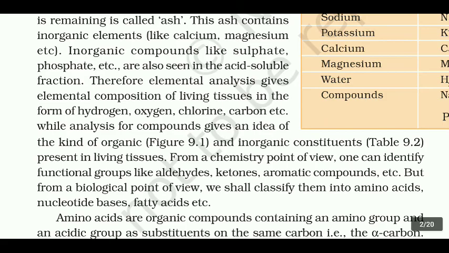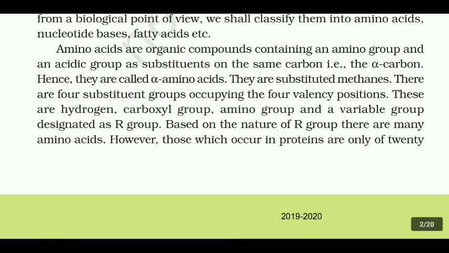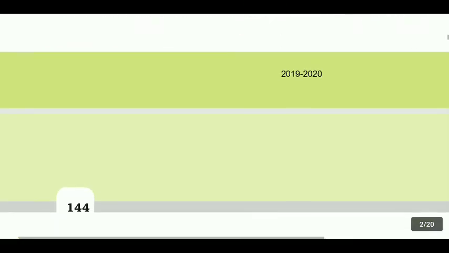Amino acids are organic compounds containing an amino group and an acidic group as substituents on the same carbon, that is the alpha carbon. Hence, they are called alpha amino acids. They are substituted methanes. There are four substituent groups occupying the four valency positions. These are hydrogen, carboxyl group, amino group, and a variable group designated as the R group. Based on the nature of the R group, there are many amino acids. However, those which occur in proteins are only of 20 types.